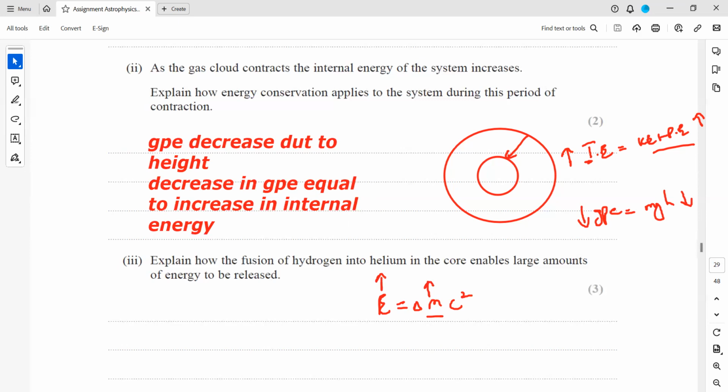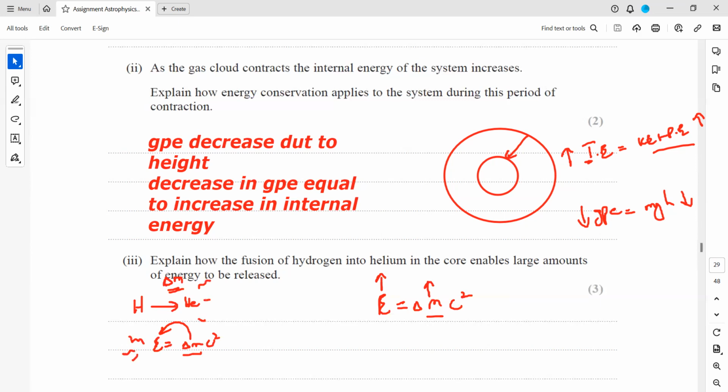So how do we write this? Hydrogen is converting into helium. You can even relate this to the binding energy per nucleon. When hydrogen is converting into helium, there is a mass defect, a change in mass, and that change in mass times c squared is converted into released energy.